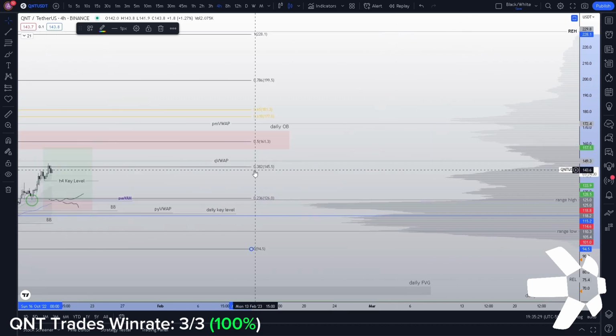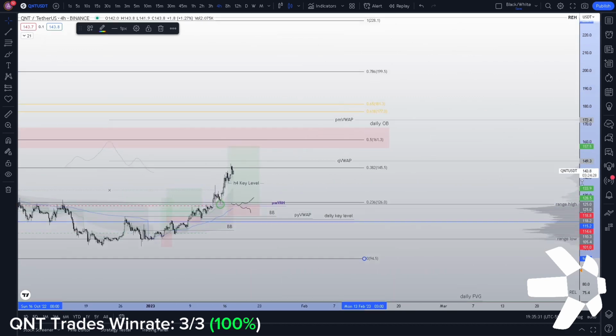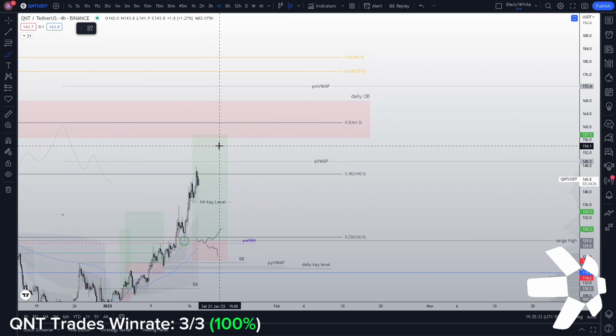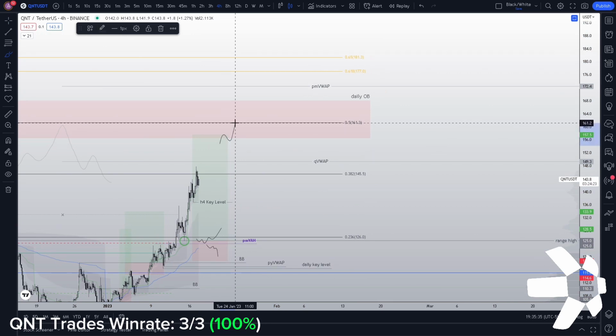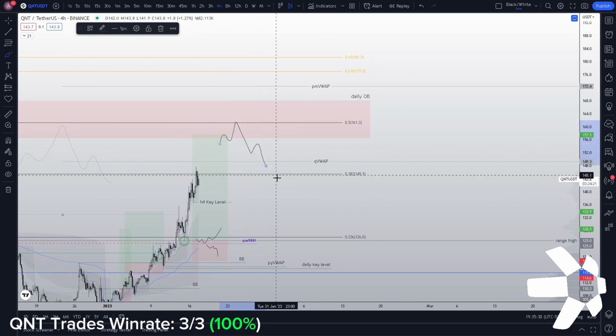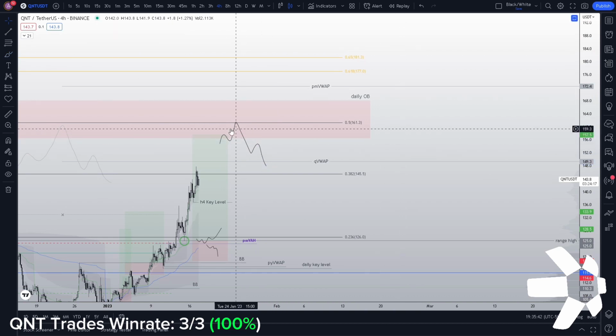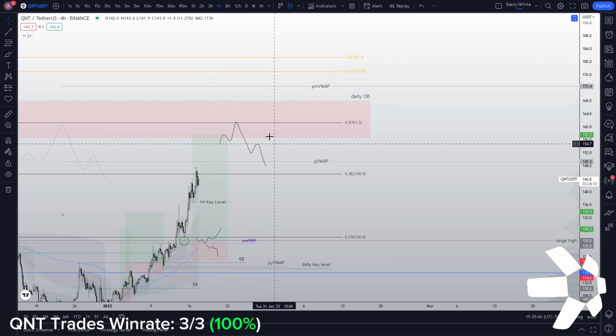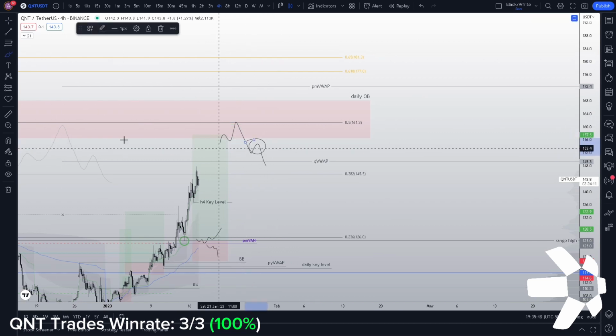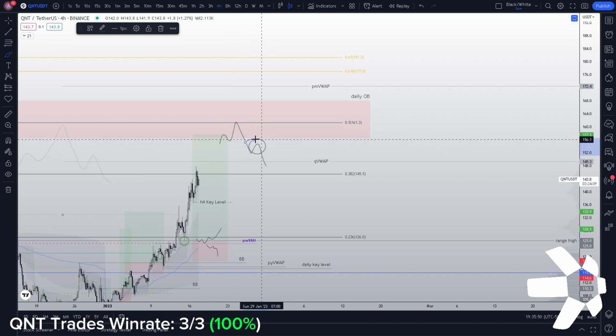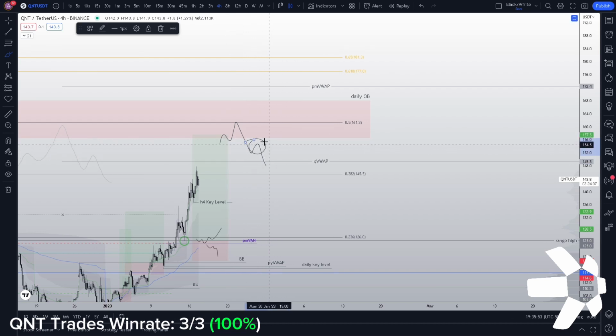So yeah, I would definitely keep this in mind, and some sort of reversal that you can see is a tap into the order block, a bounce off the 50, and a move back down. So yeah, if we get some sort of swing failure here, this is definitely an area of interest of mine that I'll be looking for a short trade, with this retap into supply being my entry.